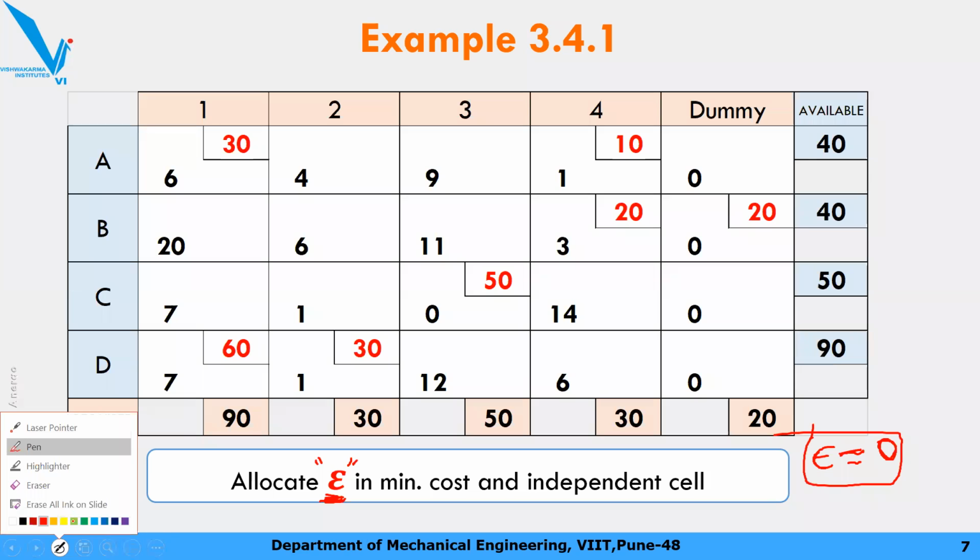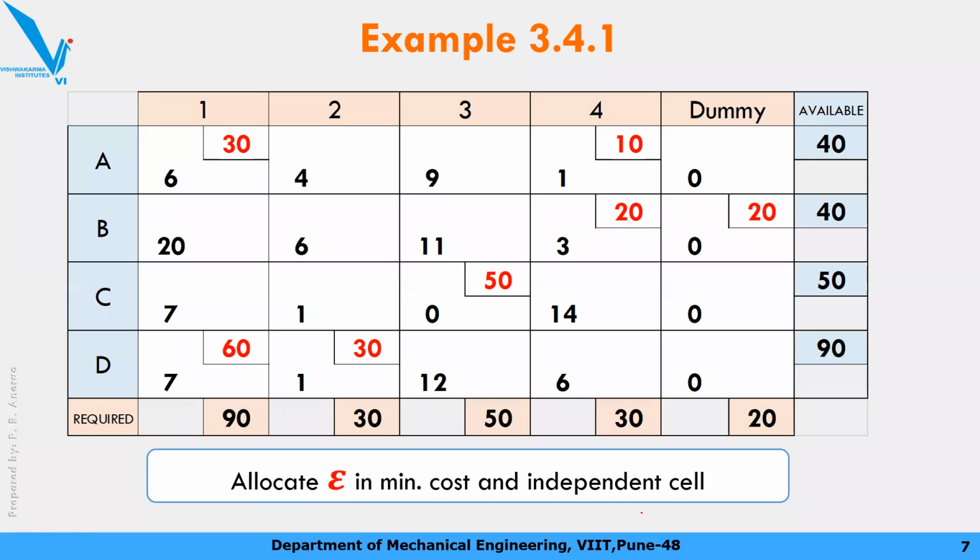Here, see, the number of allocations should be 8, currently they are 7. So what we are going to do, we are going to add a dummy allocation which is equal to epsilon, and which is nothing but equal to 0 value only. Okay, now कहाँ पे एक बैलेंस करने के लिए हम ये एक सेल पे ऐड करने वाले, कहाँ पे ऐड करना है, मिनिमम कॉस्ट में.